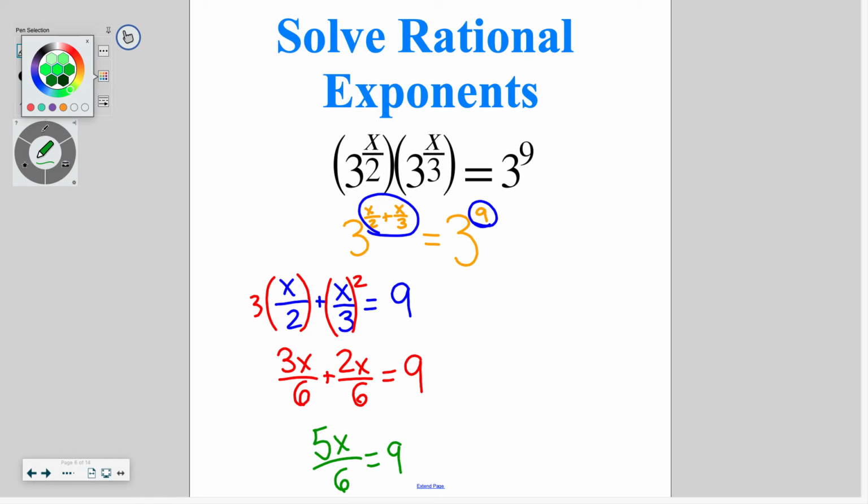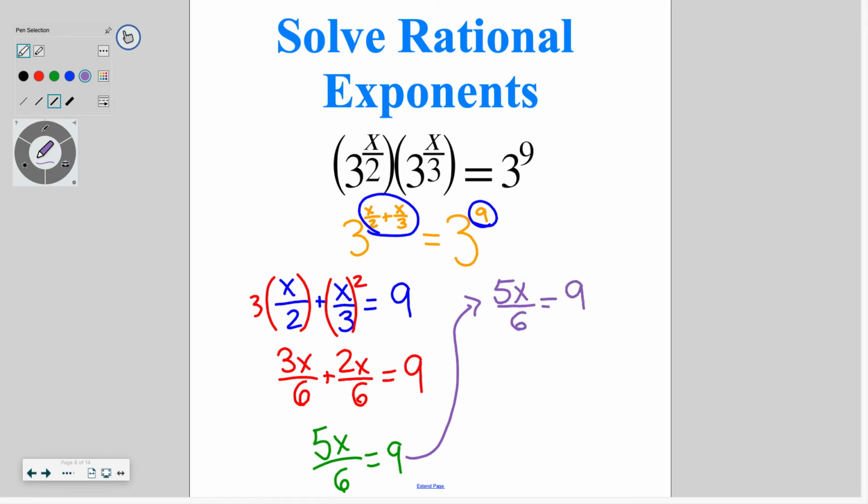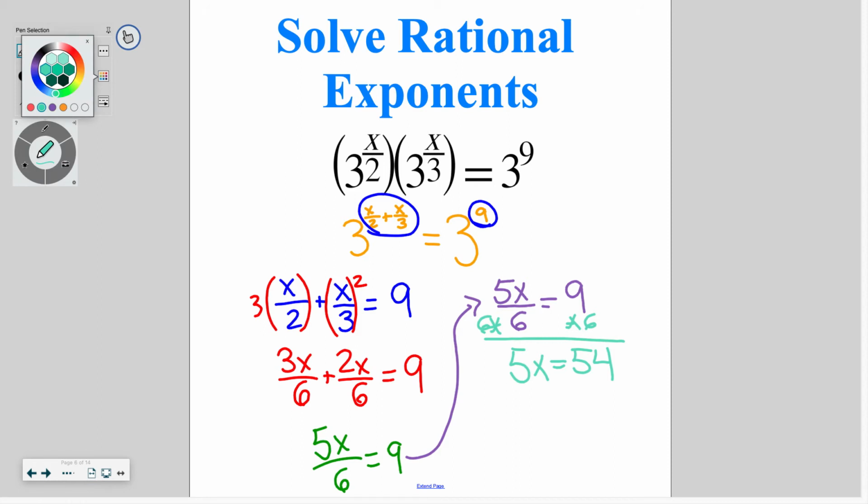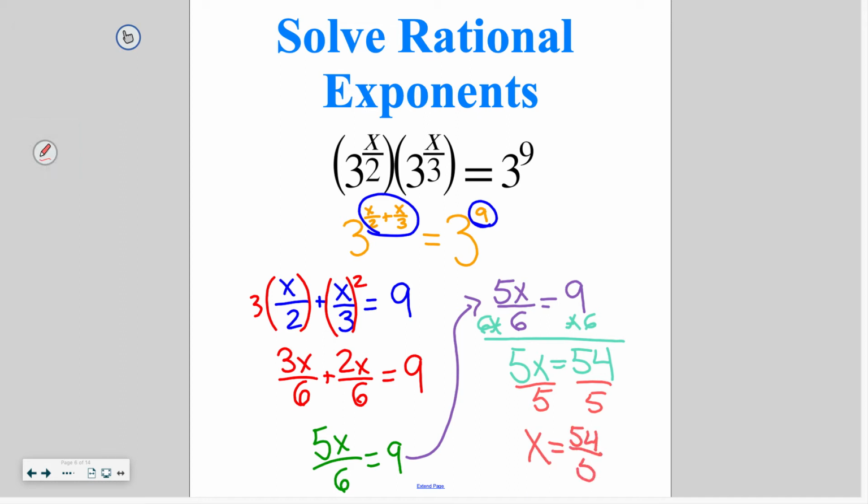And then I'm going to go ahead and continue to solve this problem. If I've got 5x over 6 equals 9, in order to get rid of that 6 in the denominator, I'm going to multiply by 6 on both sides, and I get 5x is equal to 54. And I'm going to finish by dividing by 5 on both sides, giving me x is equal to 54 over 5.